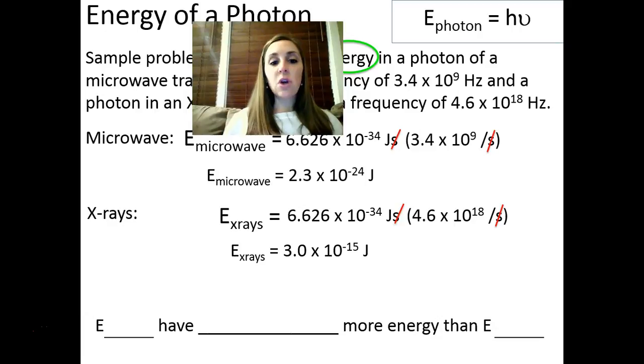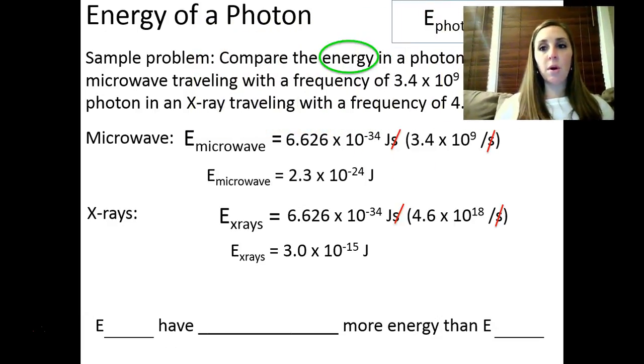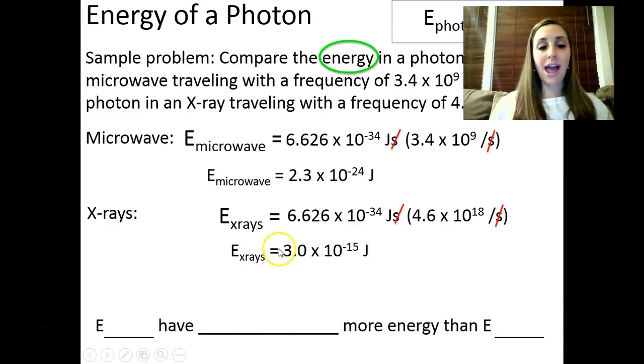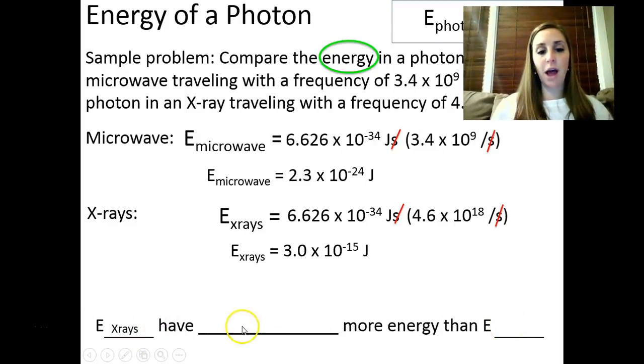All right. So which of these has more energy? So the energy of what has more energy than the energy of what? Let's compare our exponents. Negative 24, negative 15. Which is bigger? Negative 15 is a bigger number, so our X-rays have more energy than our microwaves. So X-rays have, well, how much more energy than microwaves?